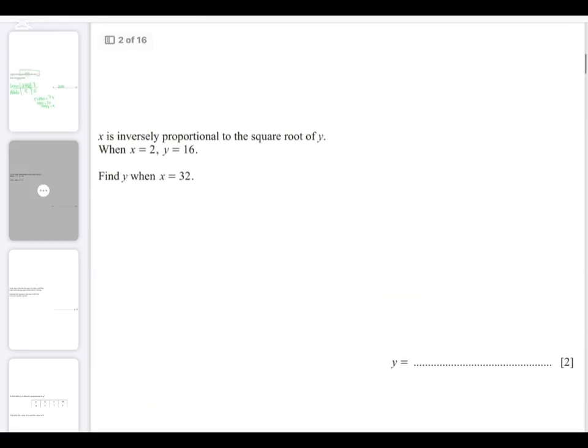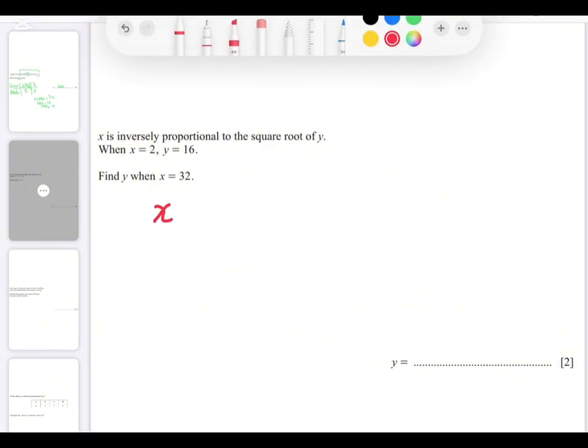Okay, now proportion. x is inversely proportional to the square root of y. So wording is very important. Right now they're saying x, proportionality sign, inversely, so I have to write in fraction form, square root of y. That's what the statement means. So according to the statement, we have made the equation.